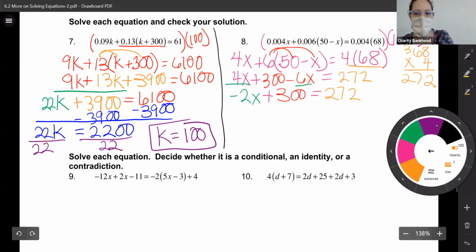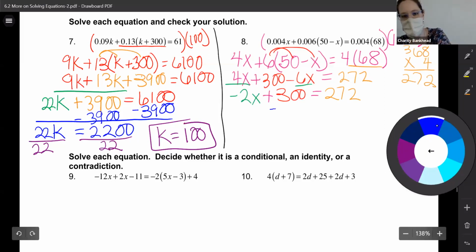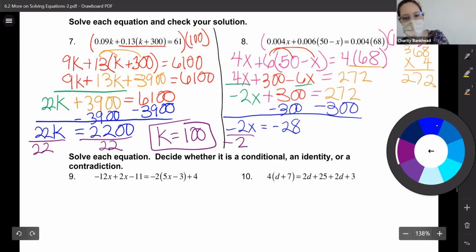And then next, I'll go ahead and just subtract 300 from both sides. So negative 2x equals negative 28. And then just divide both sides by negative 2, which gives me x equals 14.